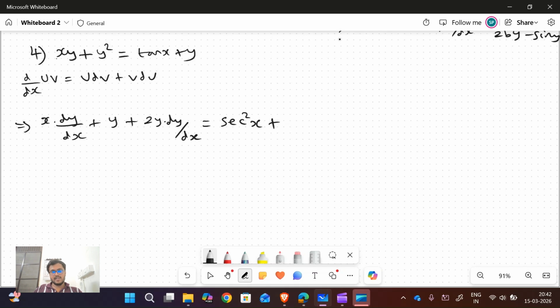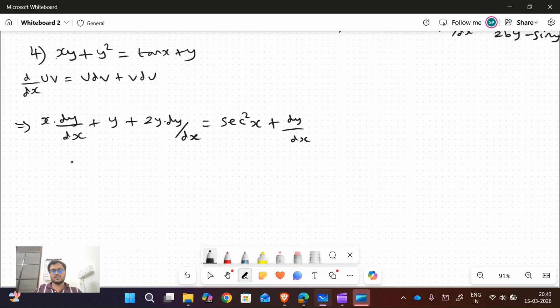Okay, no other go. Sin x is cos x, cos x is minus sin x, tan x is secant square x, secant x is secant x tan x. Like that you can see for cot x. Even I don't remember for cot and cosecant. You can see that. Okay, dy by dx.